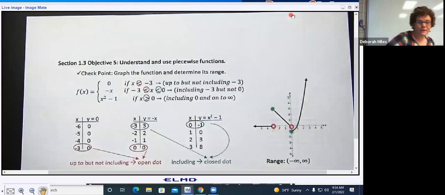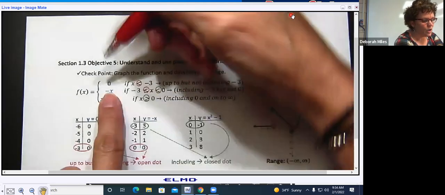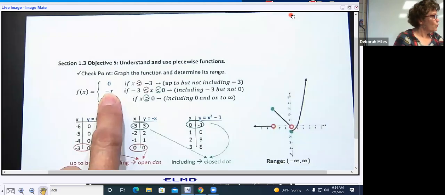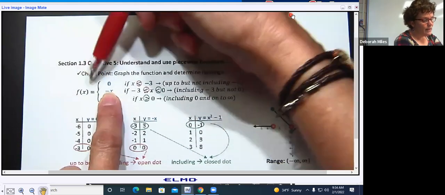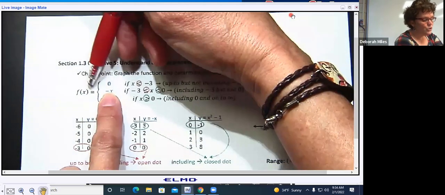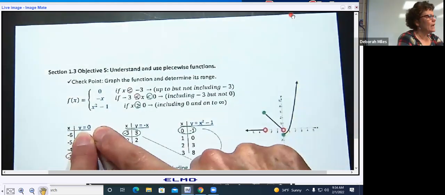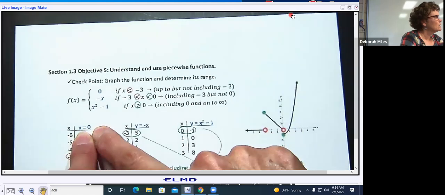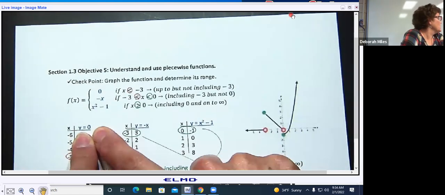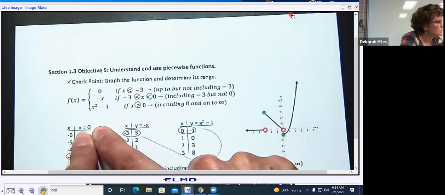It consisted of 3 parts. It's a piecewise function because it's defined to be different things over different parts of its domain. Part of the function, remember f of x is interchangeable with y. So part of the function was just y equals 0. And what does the graph of y equals 0 look like? I just asked you on the test, graph y equals 0.